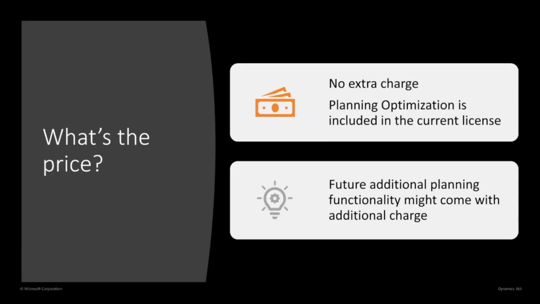A question we often get in the beginning is, what is the price for planning optimization? And there is no extra charge. Planning optimization is included in the current license. That said, I will add that future additional planning functionality might come with an additional charge. But for now, everything that we have in planning optimization is included with the license, so there is no additional charge, and we intend to keep it like that.